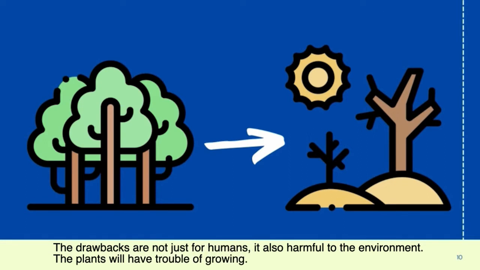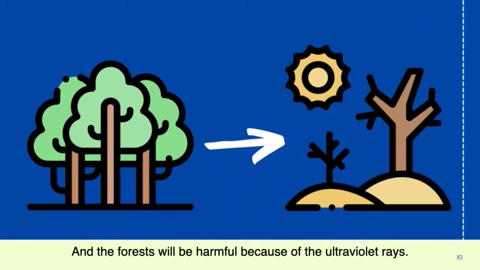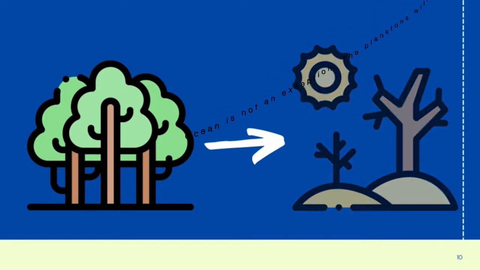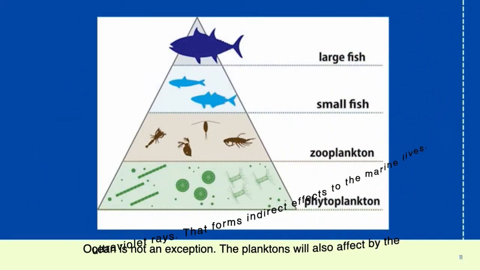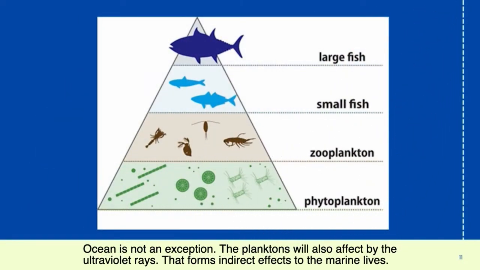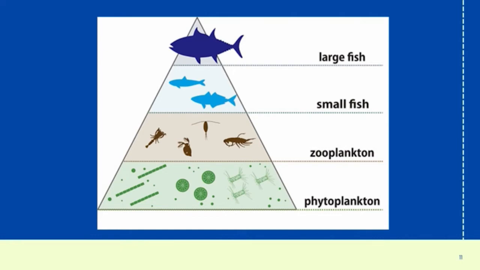The drawbacks are not just for humans, it's also harmful to the environment. Plants will have trouble growing, and forests will be harmed because of the ultraviolet rays. The ocean is no exception. Plankton will also be affected by the ultraviolet rays, which forms an indirect effect on marine life.